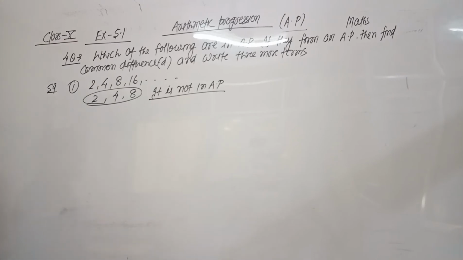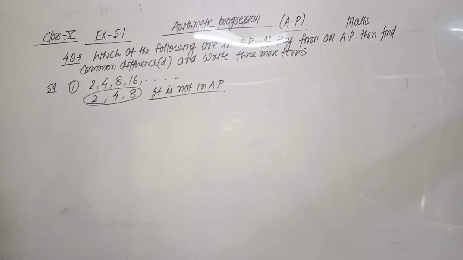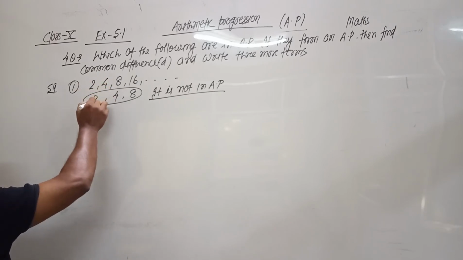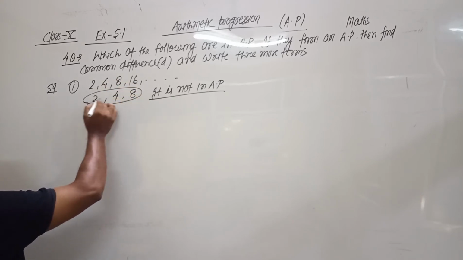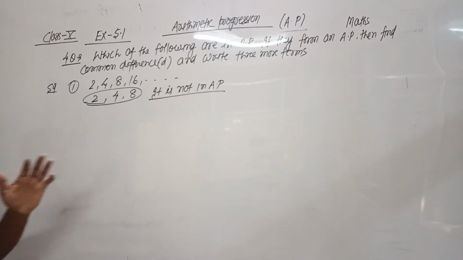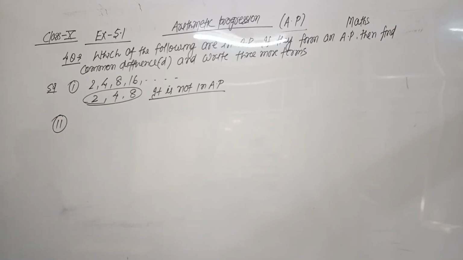So to check whether the sequence is in AP or not, we find the common difference, which is obtained by subtracting two consecutive terms. So 4 minus 2 is 2, 8 minus 4 is 4, 16 minus 8 is 8. It means the common difference is not the same. Therefore it is not in AP, and since it is not in AP, there is no need to write the next terms.